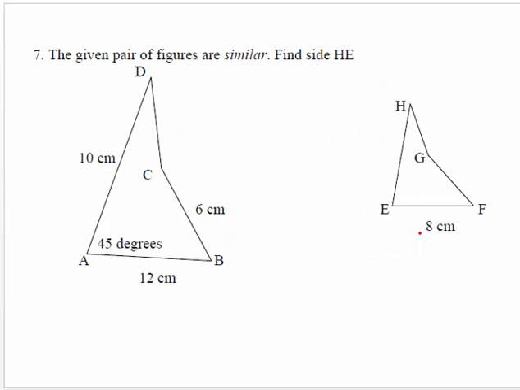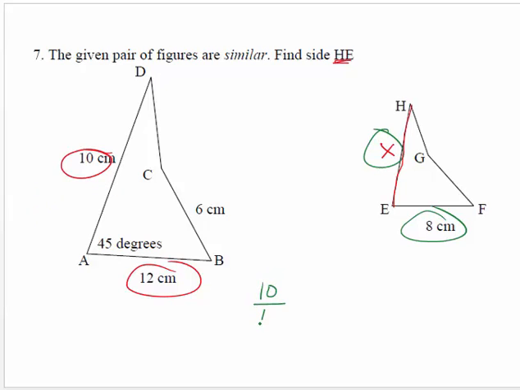Here's another set of similar figures here. These are called quadrilaterals. They're four-sided figures. And we've got to find what? We've got to find side HE. Well, here's HE. We don't know the length of that side, so I'm going to put an x here. Now there's some information here I don't need, but what I do need is these two numbers in red, and then let me go to a different color, and these two numbers, I believe that's green.